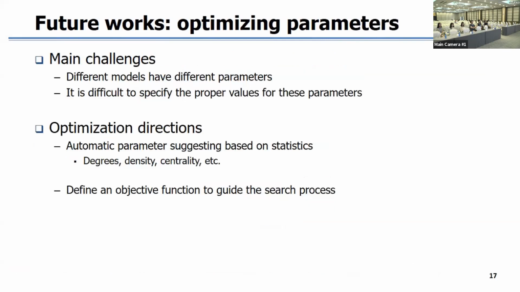In the models for cohesive subgraph search, often a parameter needs to be specified. The main challenges here are that different models have different parameters, and it is difficult to specify the proper values for these parameters. The future directions along this perspective may include automatic parameter suggestion based on statistics such as degrees, densities, and centrality, and to define an objective function to guide the search process.